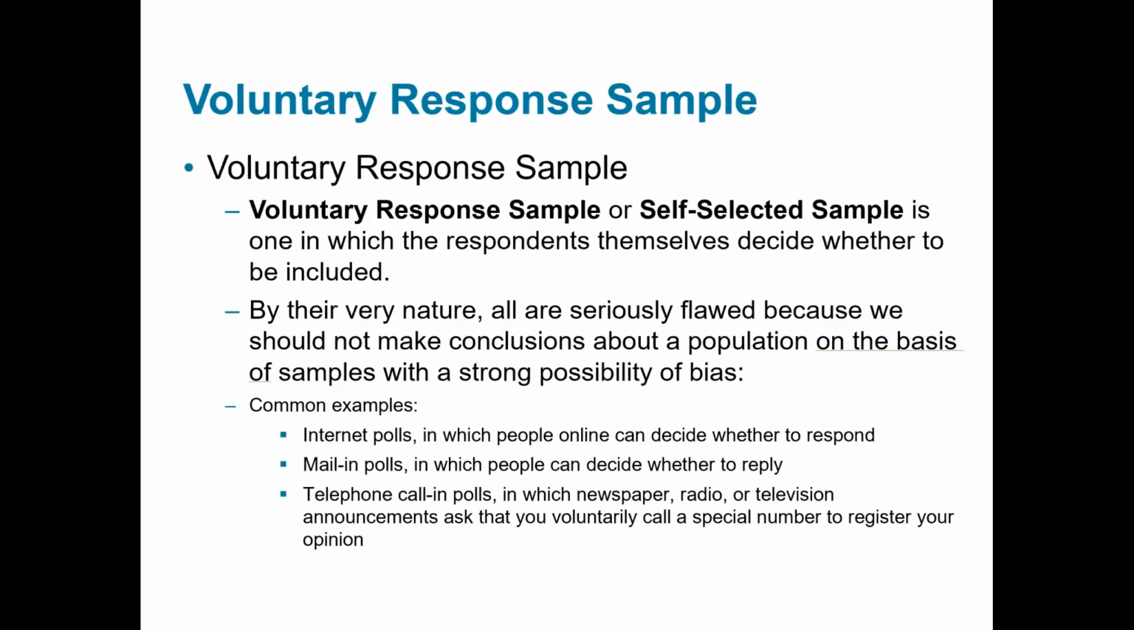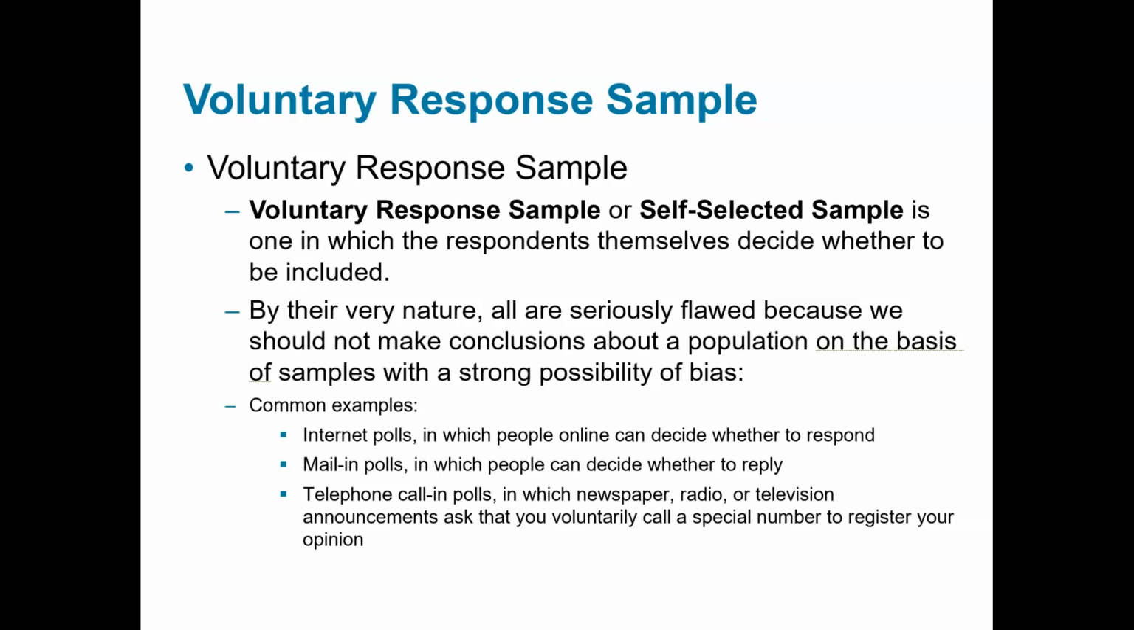So what is a different kind of sampling method? Again, we'll be exploring that in later sections, but there's a voluntary response sample. It's also called a self-selected sample, and it's one in which the respondents themselves decide whether to be included. This is flawed because we shouldn't really make conclusions about a population on the basis of samples with a strong possibility of bias. So here are some examples.